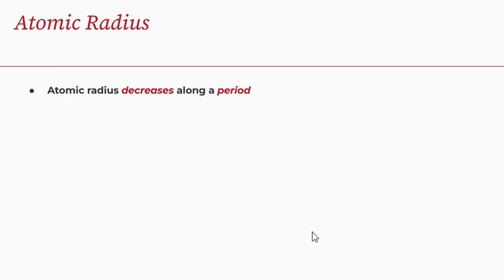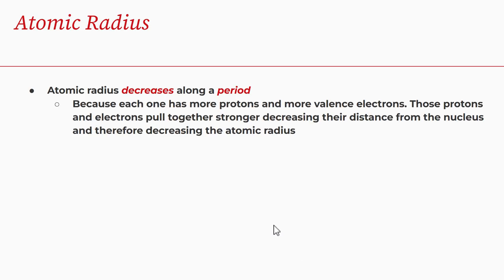So the atomic radius decreases along a period. As we go from left to right along a period, the atomic radius gets smaller. This is because each one has more protons and more valence electrons than the element that came before it. Those protons and electrons pull together, decreasing their distance from the nucleus and therefore decreasing the atomic radius. Stronger electrostatic interactions pull together harder and make the radius smaller. The electrons are closer to the nucleus.